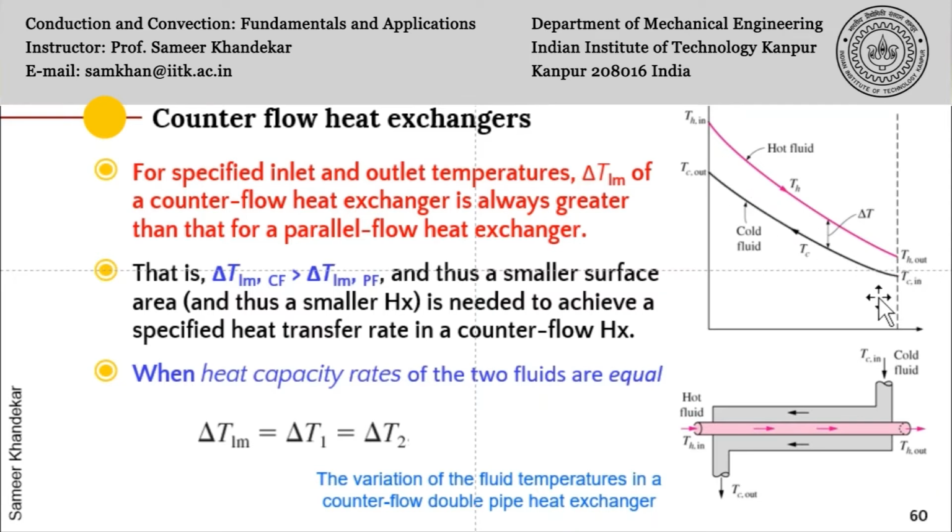So you can maintain the constant difference because of this configuration, in which the hot fluid enters from here but the cold fluid enters from the other side. As the heat exchange takes place and the fluid passes through, you will see that LMTD can be made constant, provided of course the heat capacity rates are also identical.